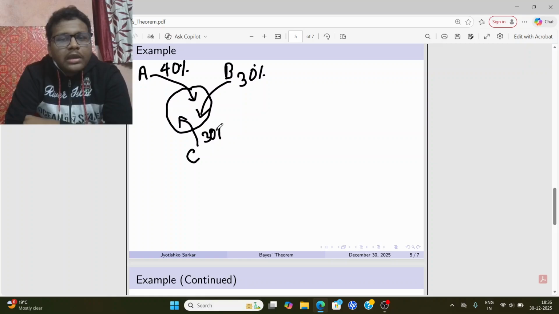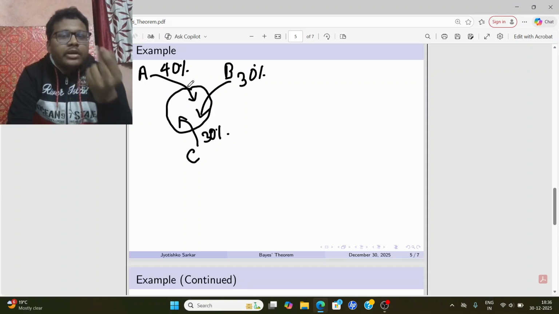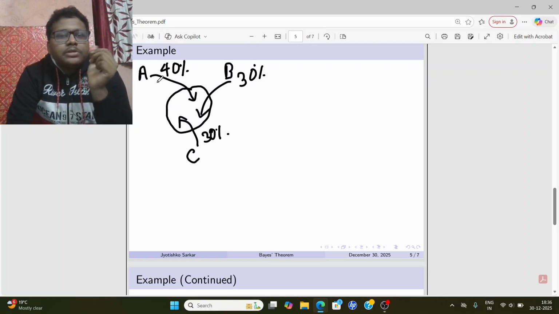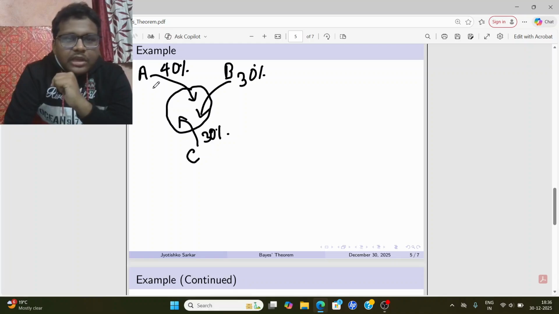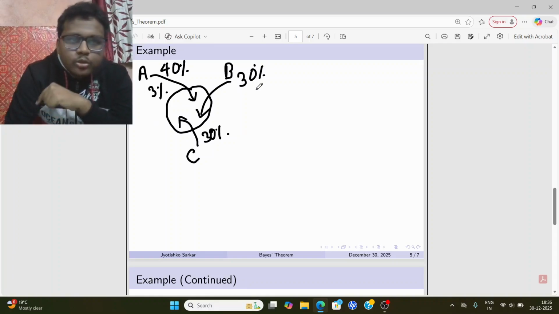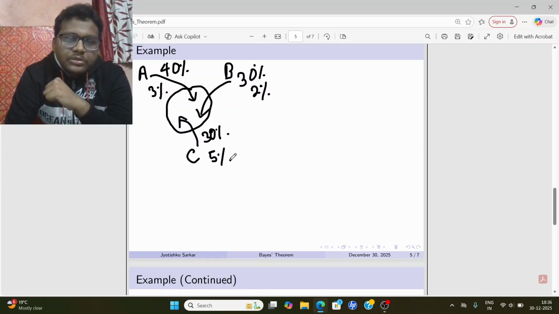Okay. Now, all three factories have an issue that they produce a little amount of defective bulbs. So what are the amounts of defective bulbs? Say in this 40% of bulbs, factory A produces 3% defective bulbs. In this 30% of bulbs, factory B produces 2% defective bulbs, and the rest of the 30% bulbs, factory C produces 5% defective bulbs.